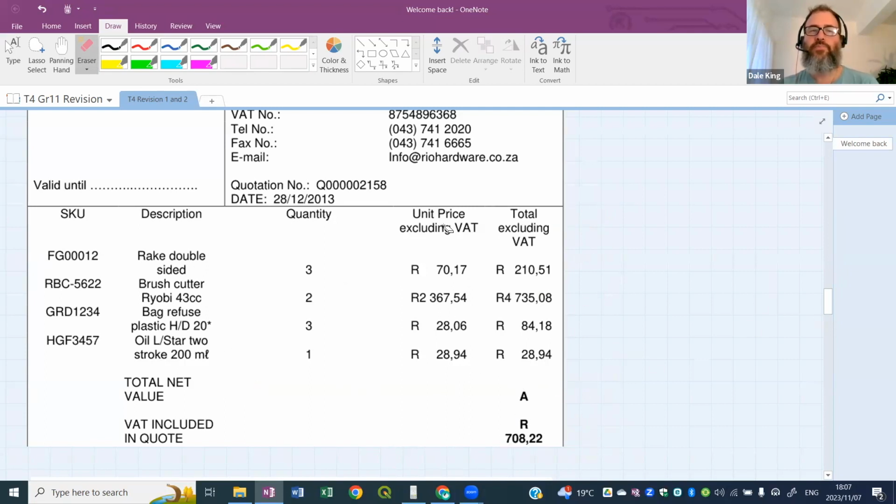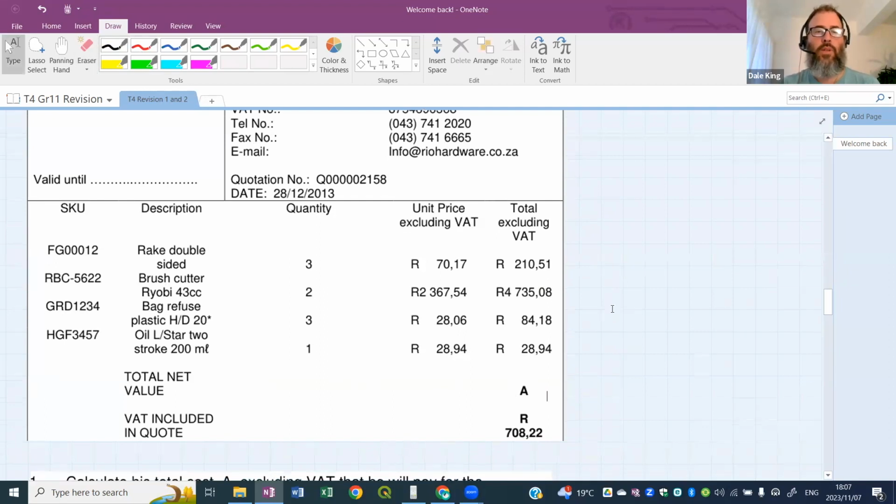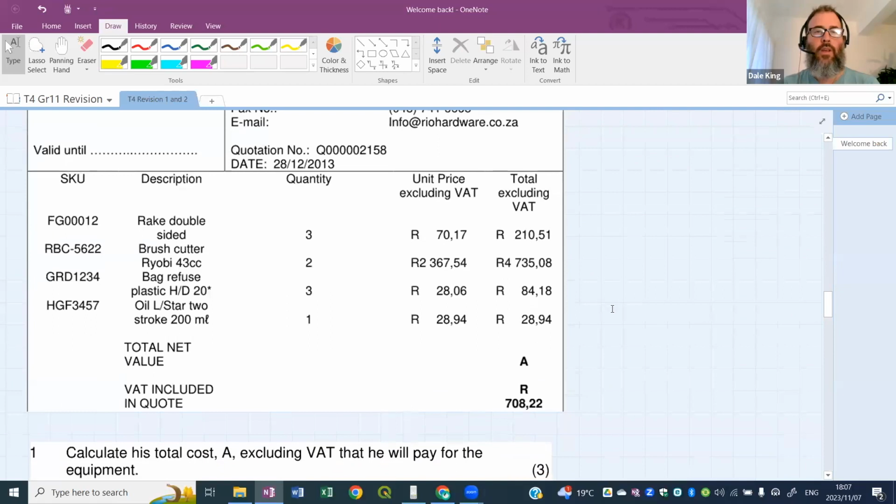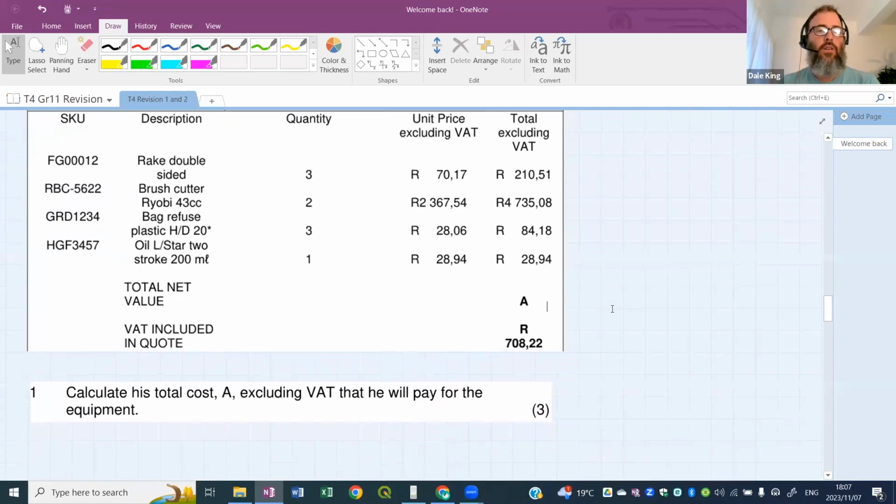All right. Okay, let's get into the questions. I hope you all understand that. Number one, calculate his total cost A, excluding VAT, that he will pay for the equipment. All right, so get your calculators ready. Some calculator practice for you. You should all have your calculators with you. Let's see who gets it the fastest. Don't make mistakes. No human error. We'll try and avoid human error. But let's see what the total for A is, excluding VAT.